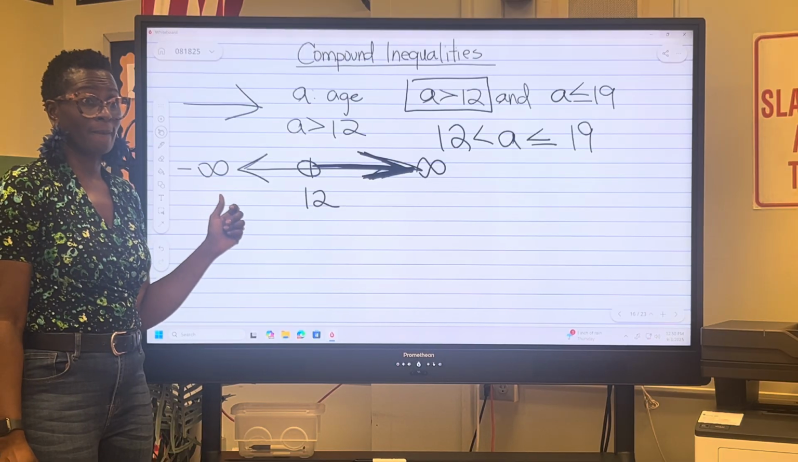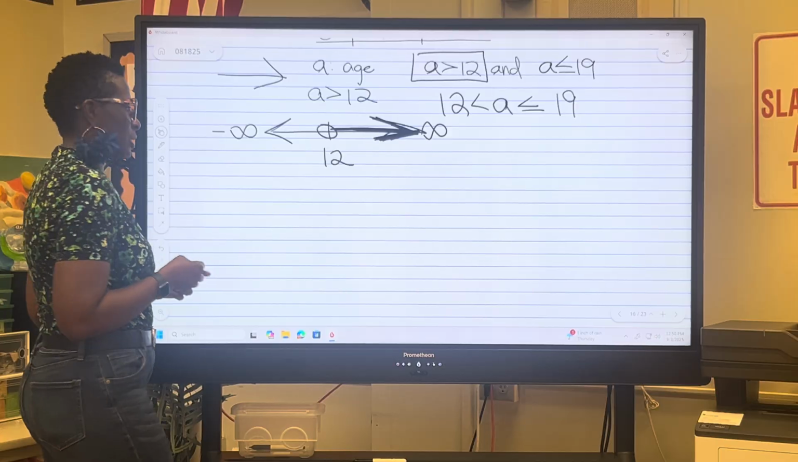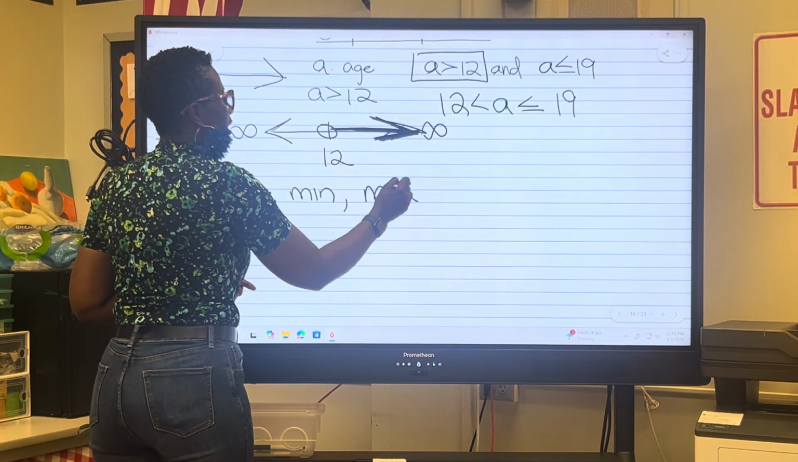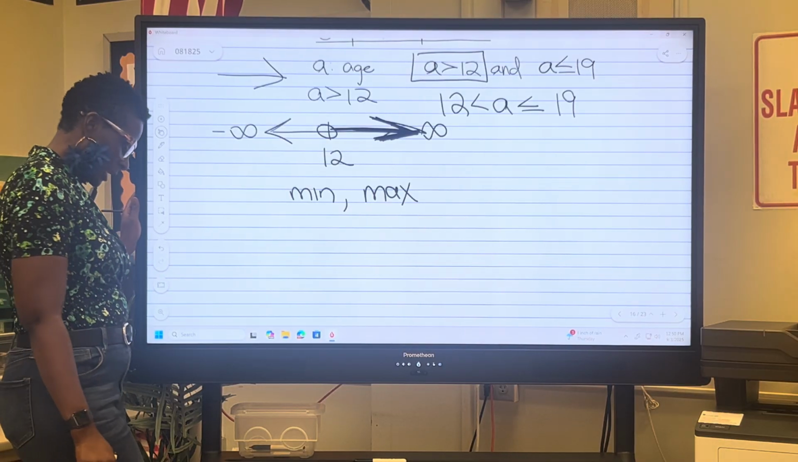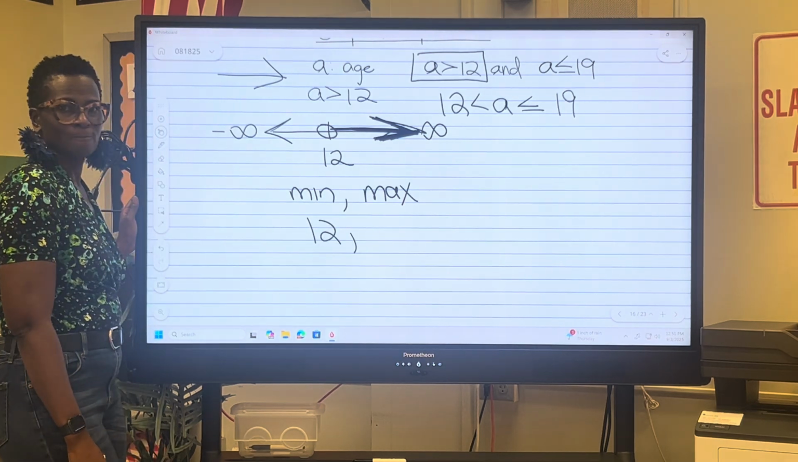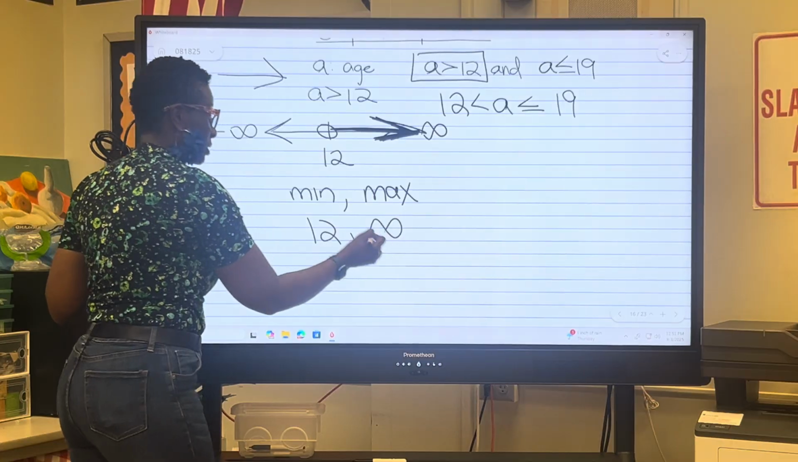Participate. Now watch this. Let's write this in interval notation. For interval notation, don't we need a minimum and a maximum? Look at your notes from the 25th. Let's go. What's my minimum? What's the lowest possibility? 12. What's my maximum? Nineteen? Not in this one. Oh, infinity. It's infinity in this one.